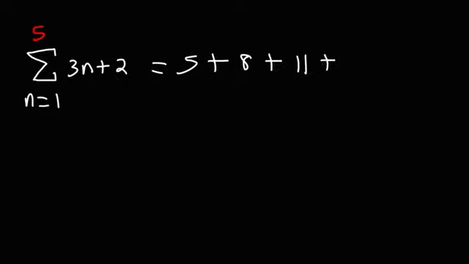And at this point, we can see a pattern. What we have is an arithmetic sequence with a common difference of 3, because the numbers increase by 3. When n is 5, the value of 3n plus 2 will be 17. So we just need to add these 5 numbers. You could use a calculator for this if you want to. 5 plus 8 plus 11 plus 14 plus 17. This is equal to 55.